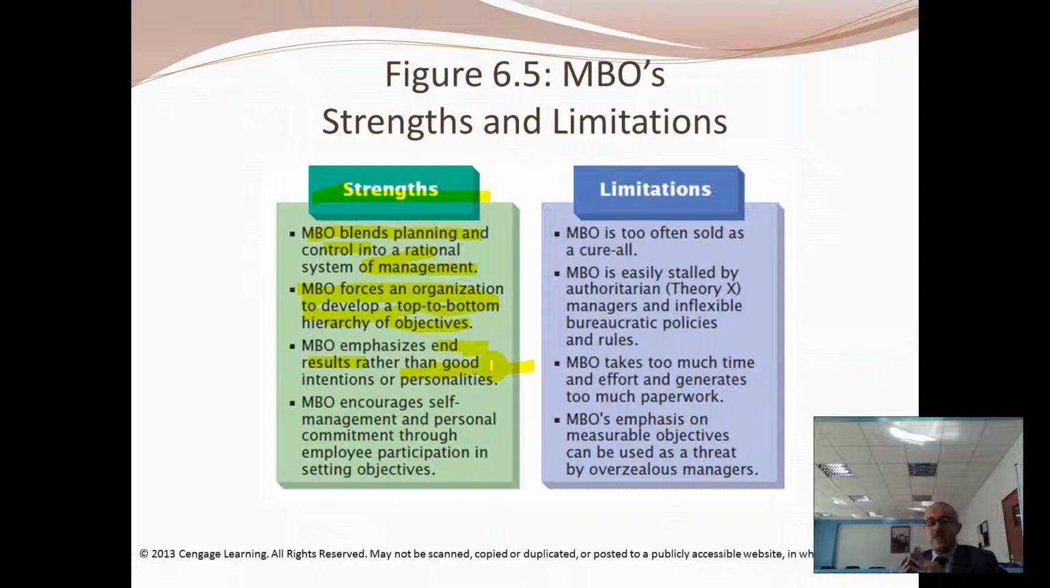Number 4, MBO emphasizes measurable objectives, which can be used as a threat by overzealous managers. Sometimes, remember when we said measurable objectives? If Nafi' is an overzealous manager, do you guys know overzealous managers? They're too strict managers. They start to say, hey Fahd, remember, you are not reaching your goals. I'm afraid we're going to fire you. So it becomes a very negative culture. It can be a threat, it can have a negative effect.